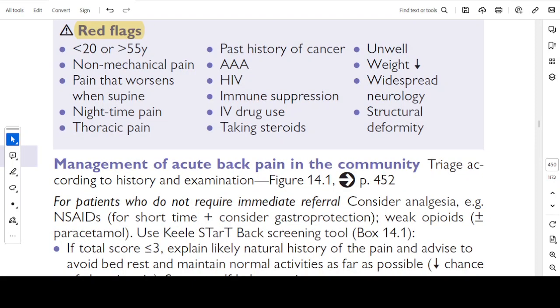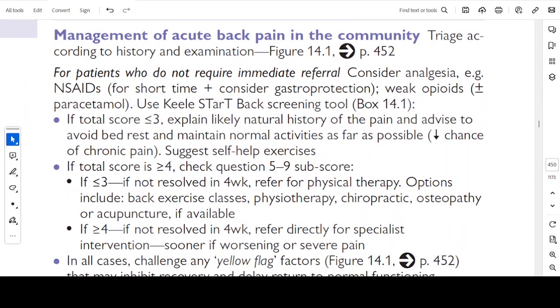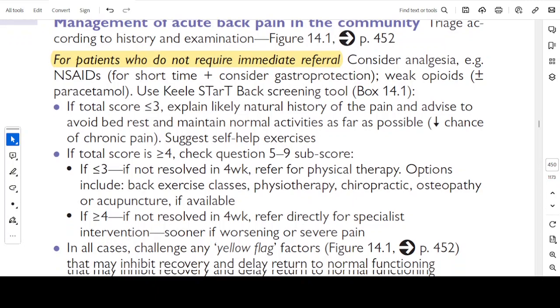Management of acute back pain in the community. Treat according to the history and examination. For patients who do not require immediate referral, consider analgesia, for example NSAIDs for a short time, plus consider gastroprotection. Weak opioids plus paracetamol. Use the Keele STarT Back screening tool for back pain in the community.